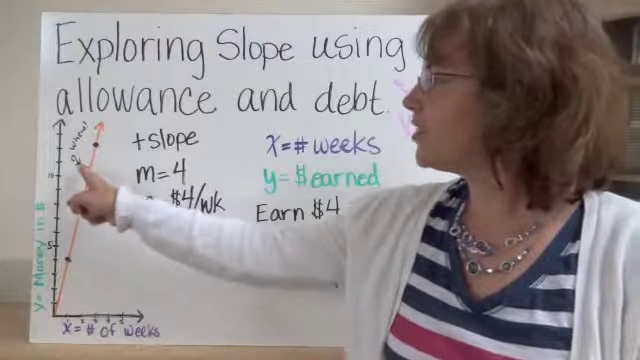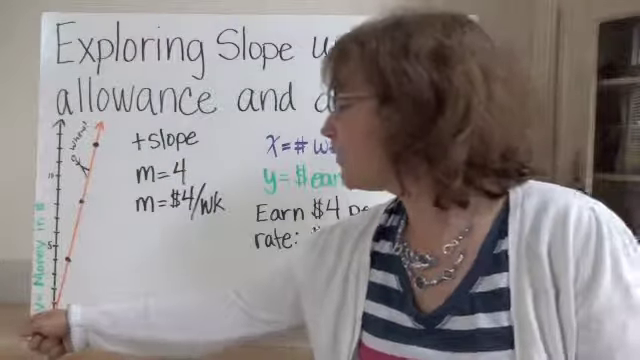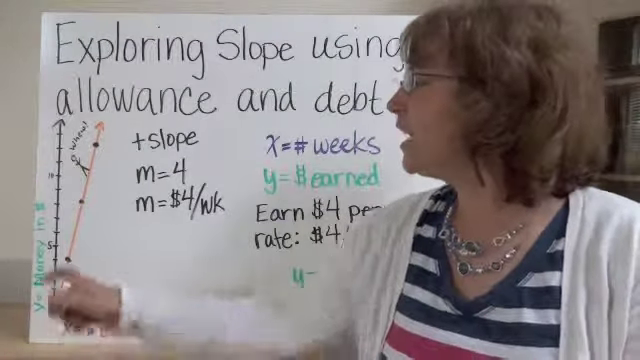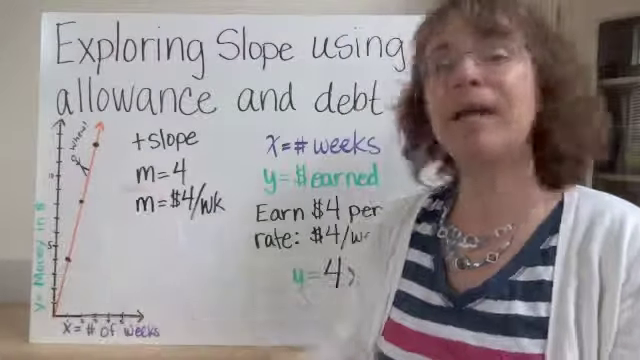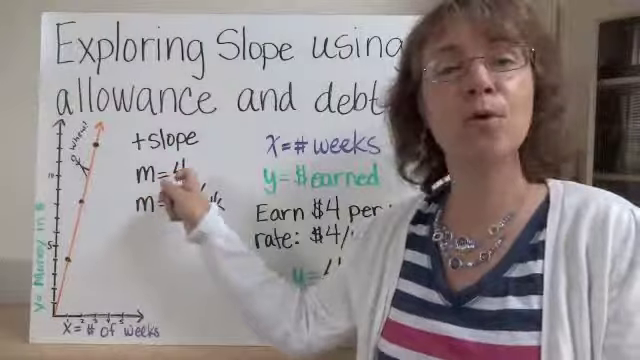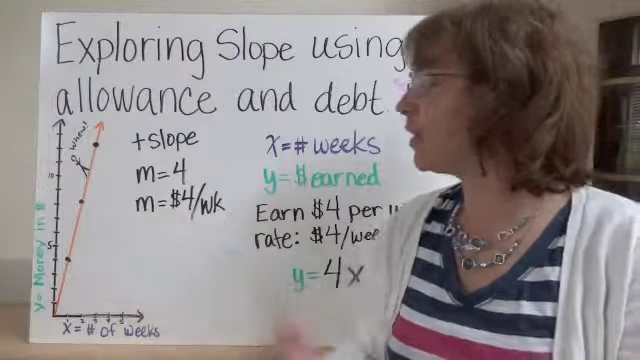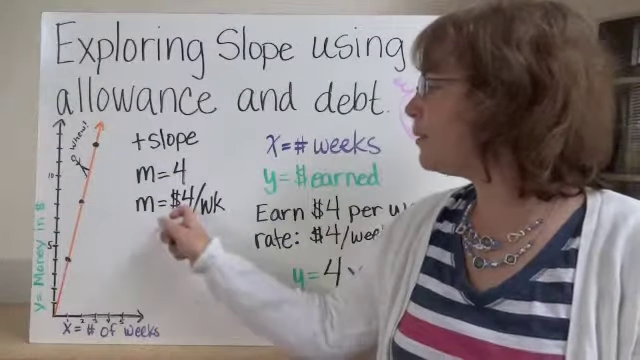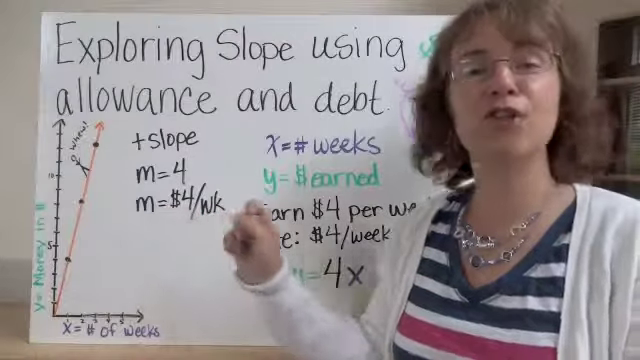And I like to think of slope as walking along it, going from left to right, just like you would read. And if you go from left to right and you're going uphill, that is a positive slope. A positive 4 slope, in fact. And if we were to look at it in rate form, that would be a positive $4 per week.